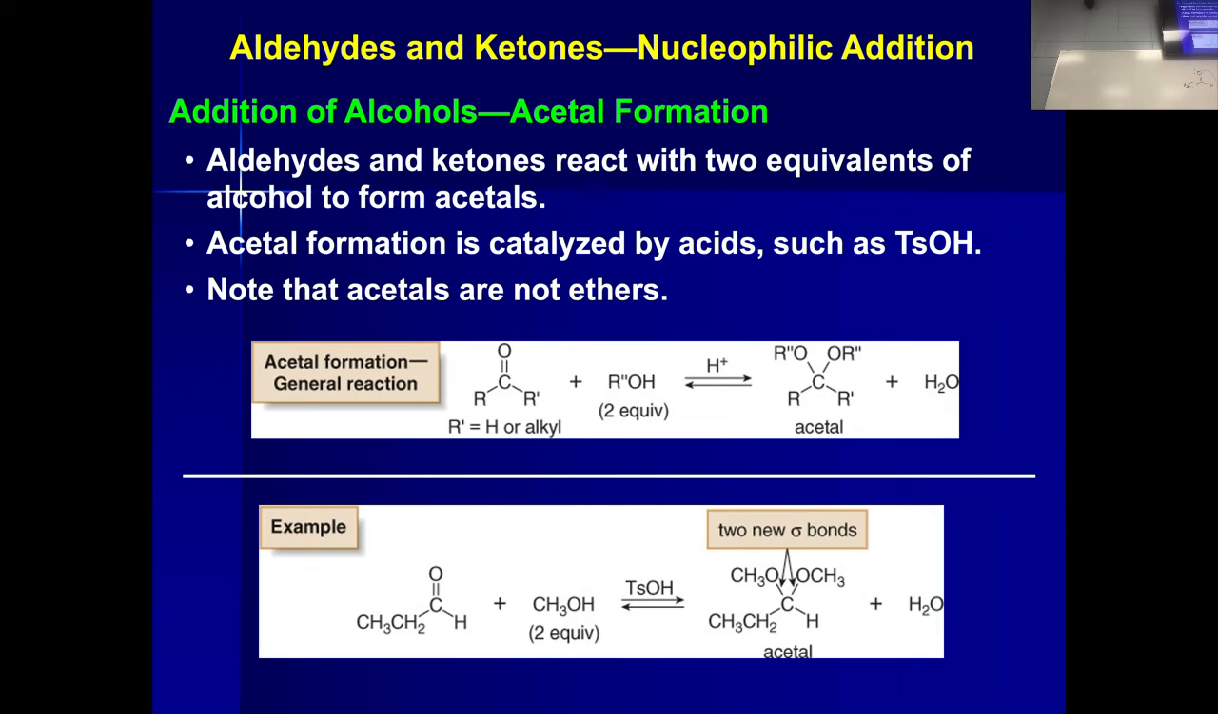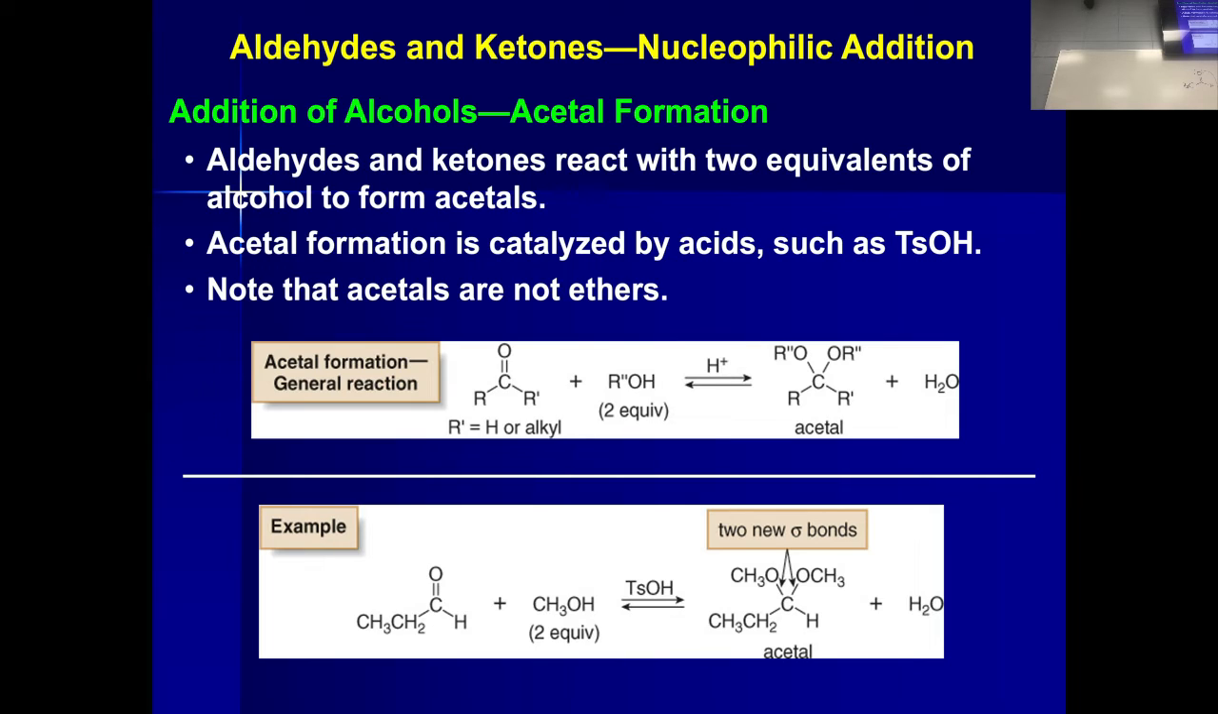For example, you can take this aldehyde. We can take methanol. Usually what we do is we just use methanol as the solvent. It says 2 equivalents here. That's the amount you have to have, but a lot of times we use excess. And then we use this acid called tosic acid, TsOH. All you need to know is that that is basically organic sulfuric acid.